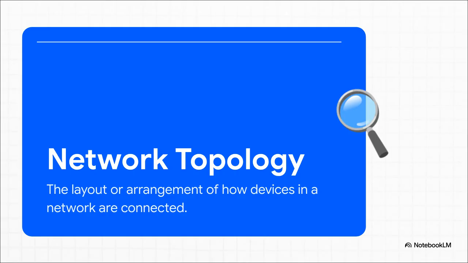So this topology, it's basically the map. It's the blueprint that tells data exactly how to get from one device to another. And as you're about to see, picking the right map is absolutely critical. If you get it wrong, the whole network can just grind to a halt.